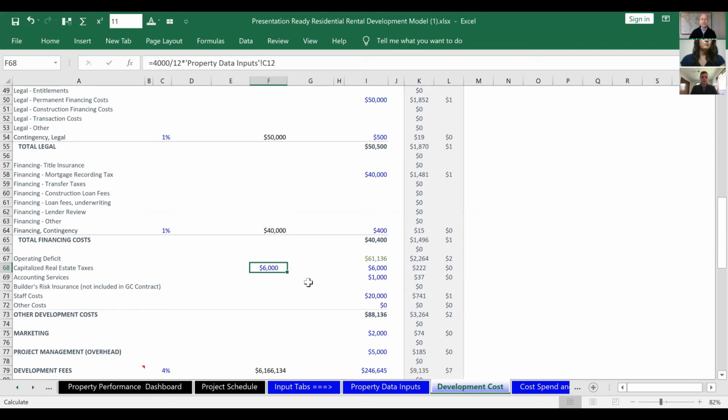Insurance is another one. Obviously you've got builder's risk and things like that, but once we're stabilized, you might have to pay a whole year's worth of insurance premiums up front for the stabilized insurance. That's true. That's a good point.